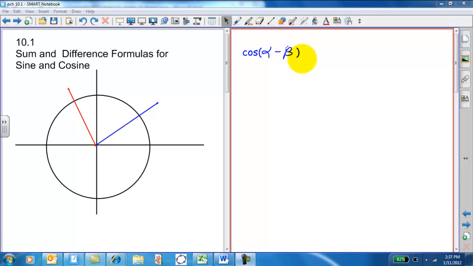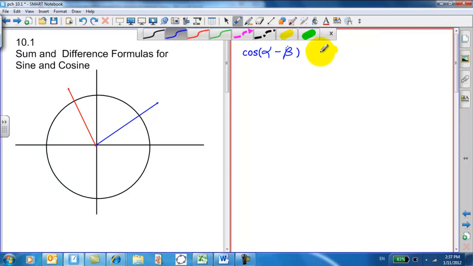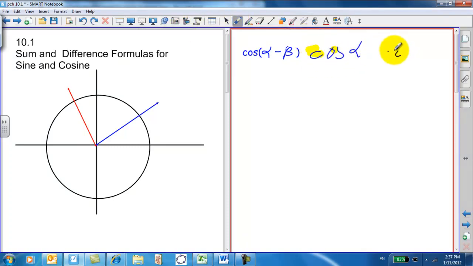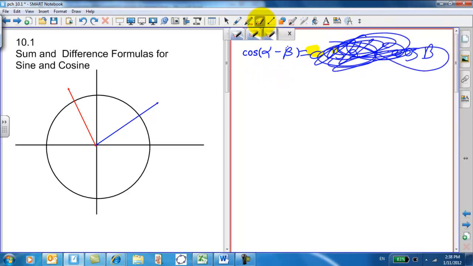Pre-calc honor students. Here we are with sum and difference formulas for sine and cosine. And they're kind of tricky because a lot of students mistakenly think, oh, this is just cosine alpha minus cosine beta, and they distribute the cosine over subtraction like it's some kind of multiplication. No! That is junk. Do not do that, please.